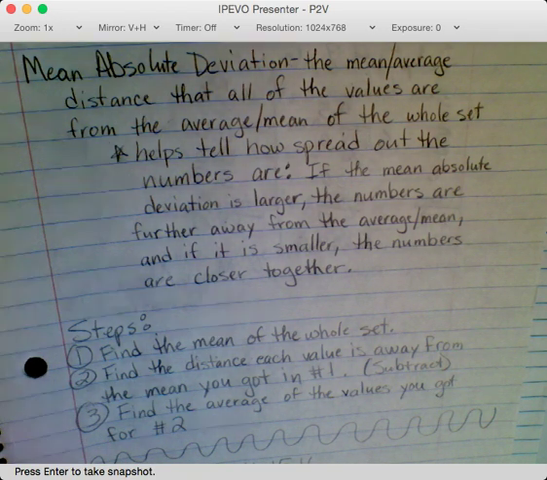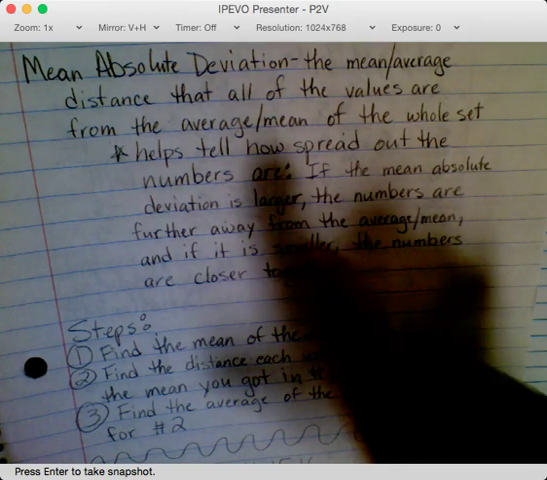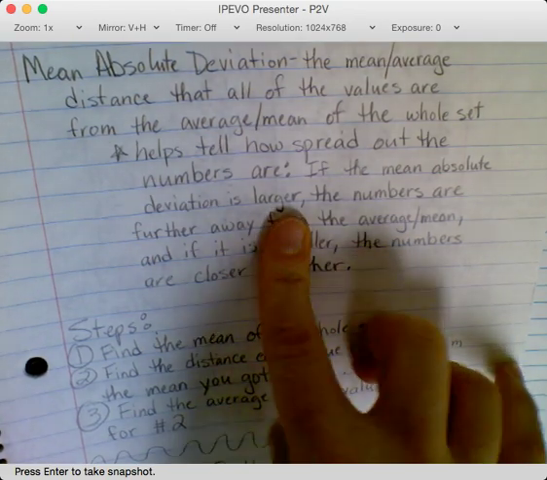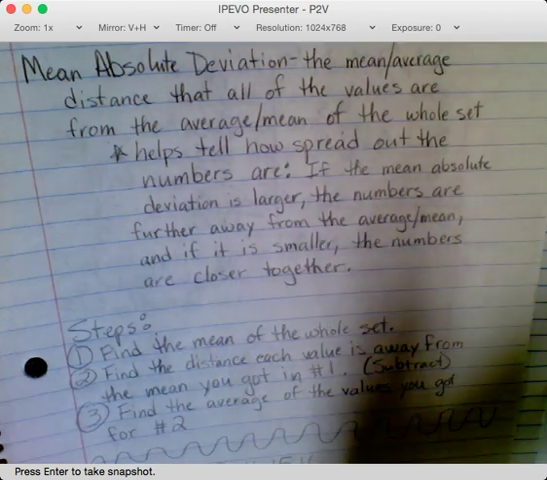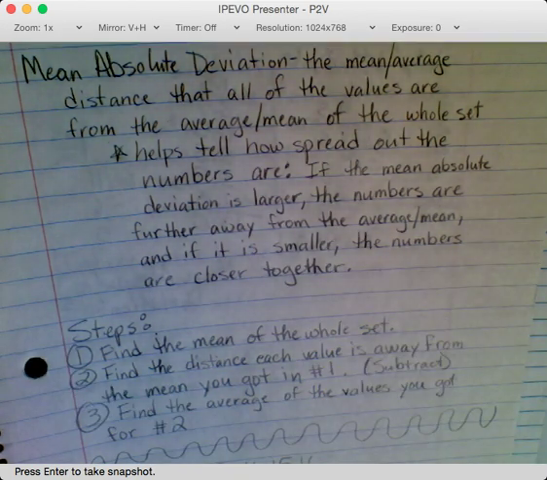And if it's smaller, that means the numbers are closer together. So the bigger this value is, the more spread out the numbers are. The smaller it is, the less spread out they are.